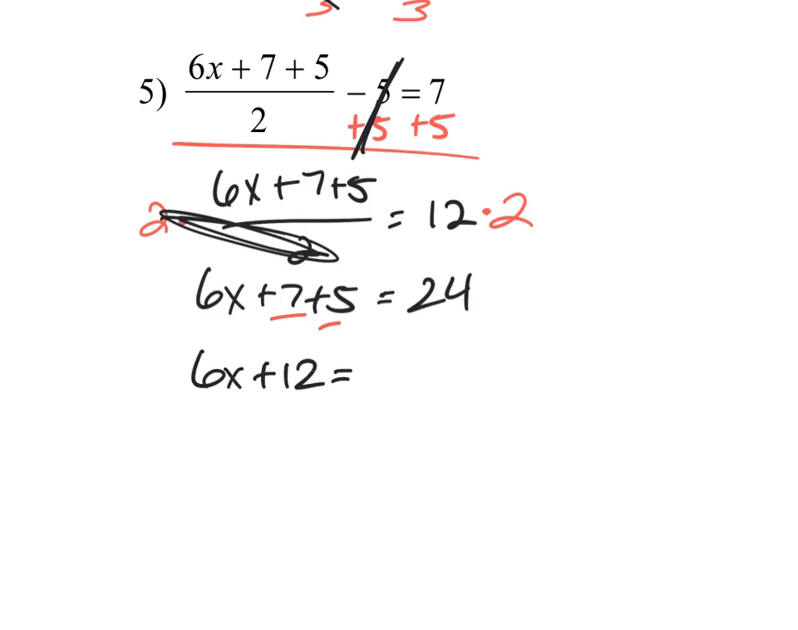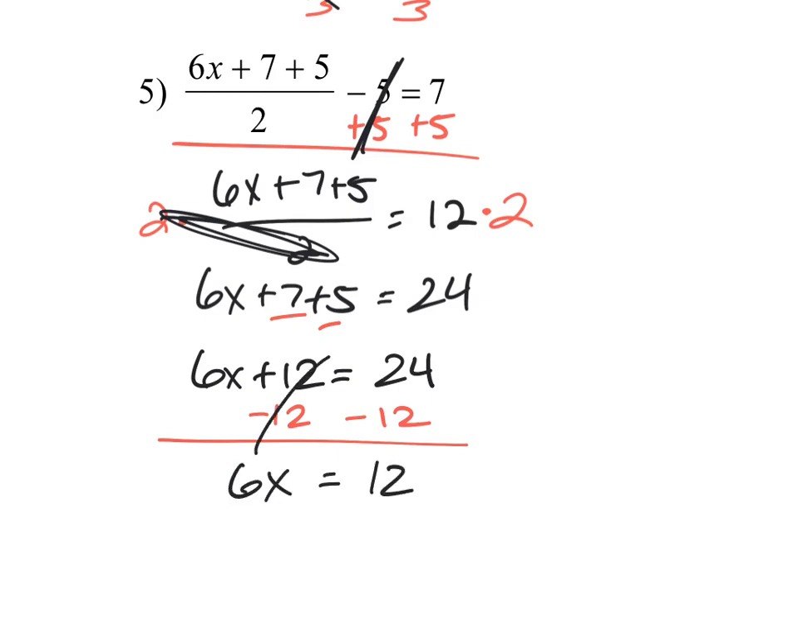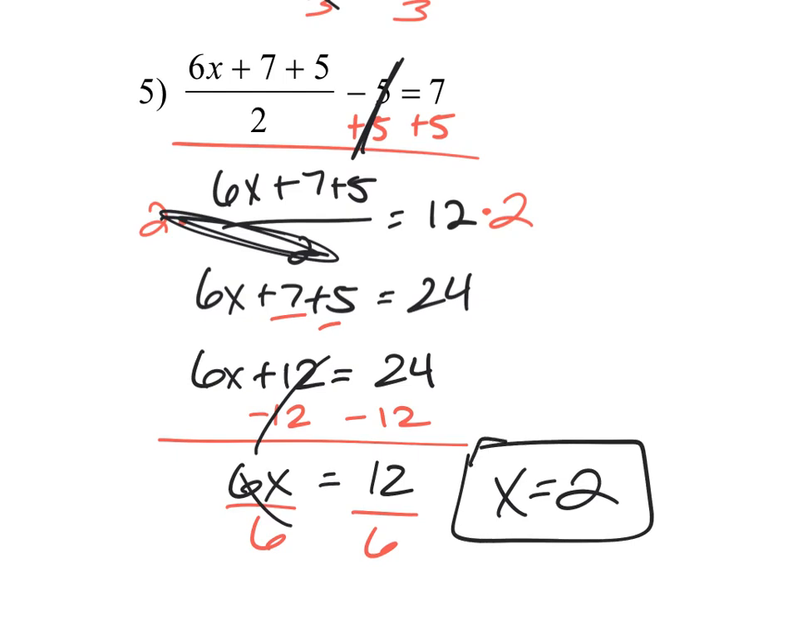Then, like terms, so you got to combine them. 6x plus 12 is equal to 24. Now, we can get that 6x by itself by subtracting 12. 6x will equal 12. Divide both sides by 6. And you get x is equal to 2. All right, so those are the last kind of problems, the ones that are slightly different, that you can see on your test that's coming up this Friday.